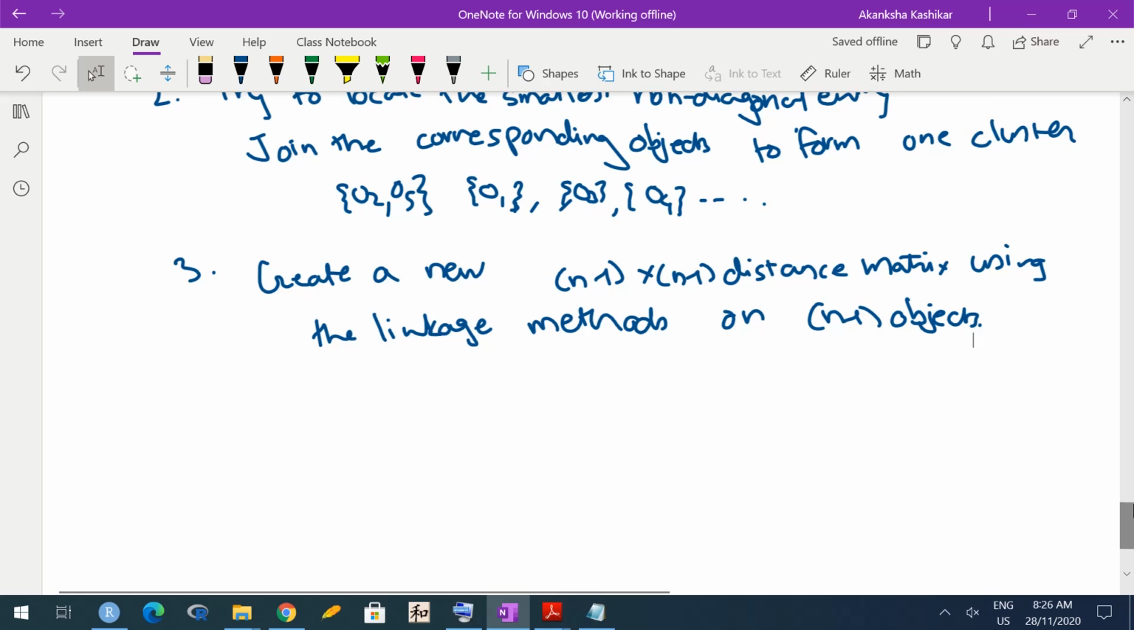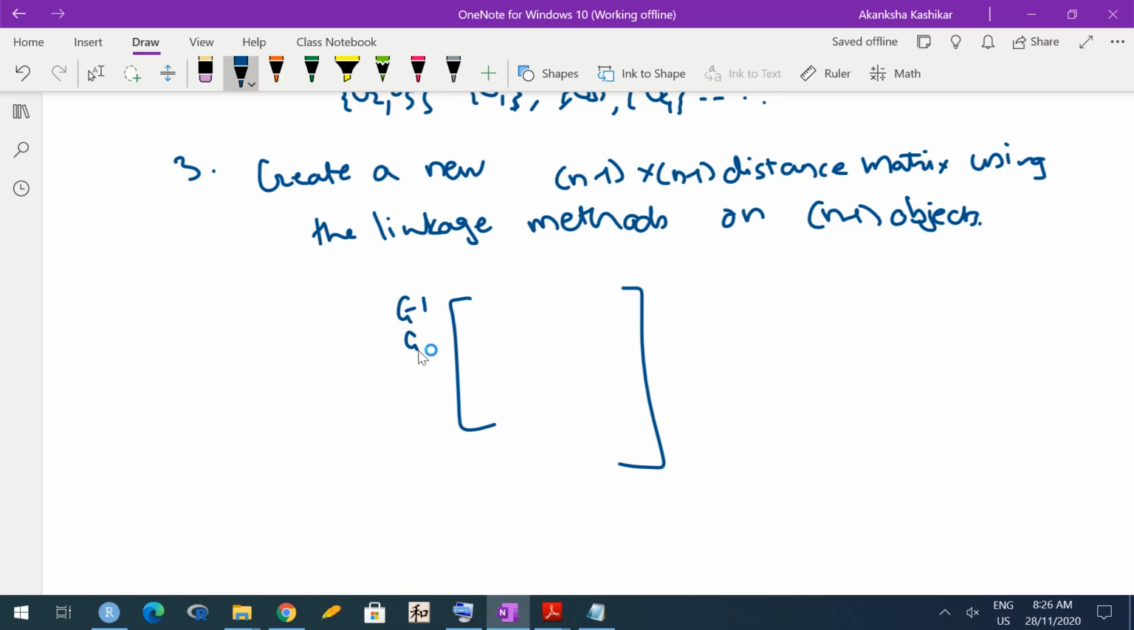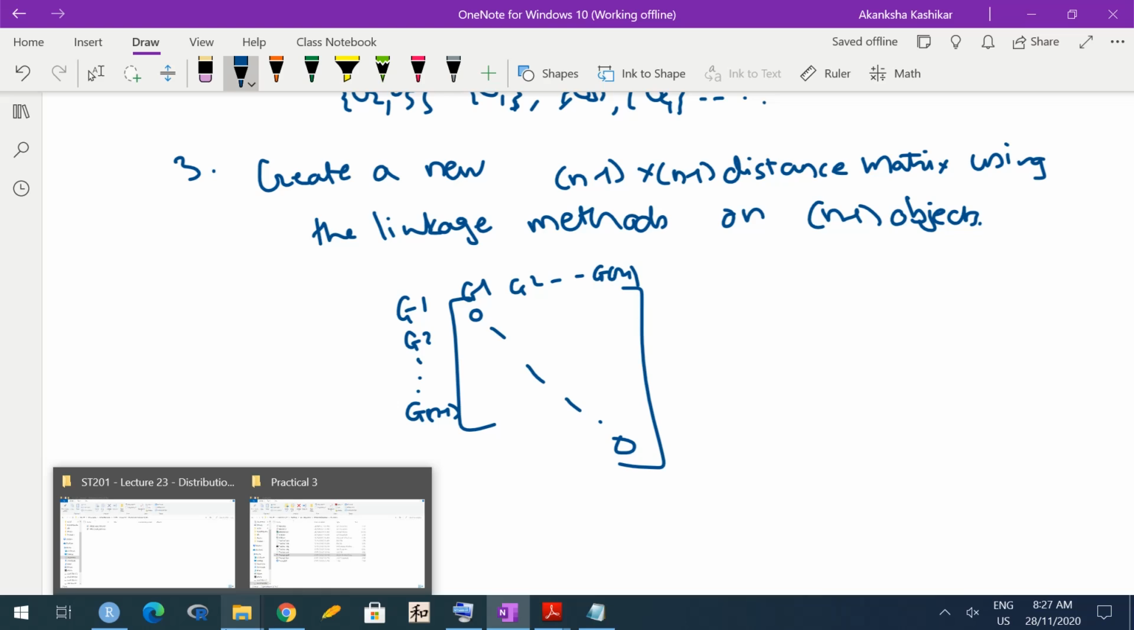So what do you get? You get an n minus 1 cross n minus 1 distance matrix. So you have group 1, and group 2, group 3 are actually singles, but you can call them group 1, group 3, group n minus 1. Similarly, you have group 1, group 2, group n minus 1 and you get a new distance matrix. Diagonals are 0 and everything else is either 0 or positive.